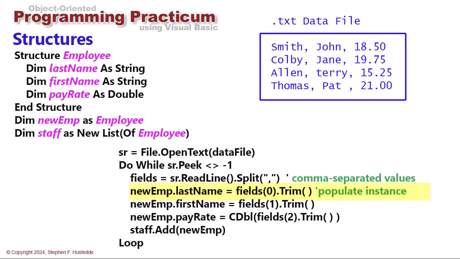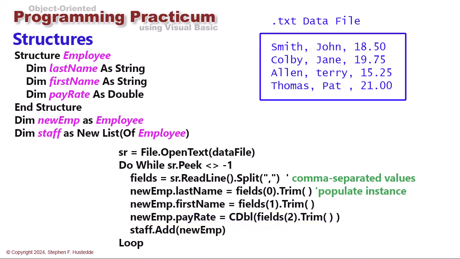NewEmp.LastName equals fields element 0. So I'm going to get the first element from fields, element 0. And I'm going to use a Trim method. I intentionally put some spaces here in the data file because you may encounter that. If you don't know how your data is organized, it's probably a good idea to use Trim to make sure you get rid of any spaces. I do the same thing for first name, so it's fields element 1. And then my pay rate is going to be fields element 2. Trim that, but I need to convert that to a double because pay rate is a double value.